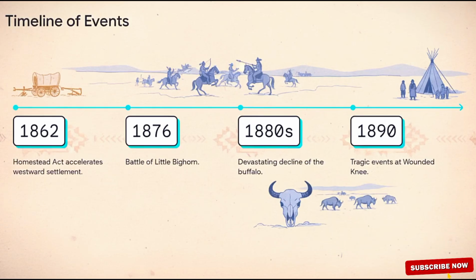To anchor our understanding of this era, let's take a quick look at a timeline of the pivotal events that so rapidly reshaped the map of the American West. What's truly staggering here is just how compressed this history actually is. Over just a few short decades, we jump from the 1862 Homestead Act, which vastly accelerated settlement, straight into the fierce resistance at the 1876 Battle of Little Bighorn. From there, we see the devastating decline of the buffalo in the 1880s, leading right up to the tragic events at Wounded Knee in 1890. This timeline is basically our roadmap for understanding just how incredibly fast life on the plains was altered.